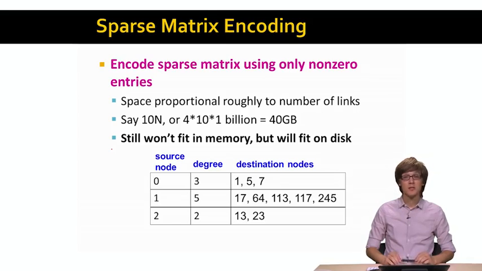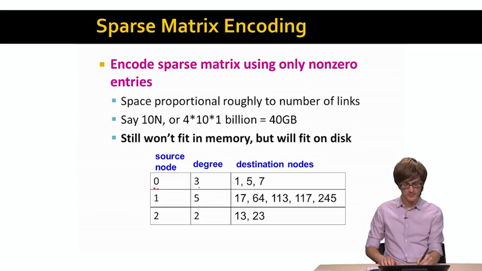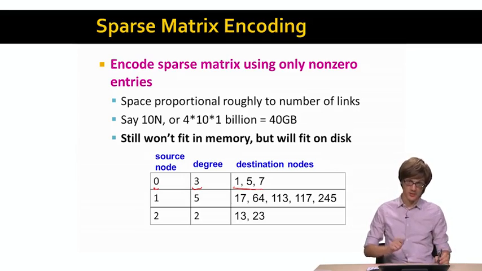So what this means is that we want to encode the sparse matrix M using only non-zero entries, and we don't want to store the zero entries on the disk. The way we do this is as follows. For every source node, we will store its degree and then just the nodes that this node points to. So the amount of storage we need is proportional to the number of edges in our graph and not to the number of nodes, right?